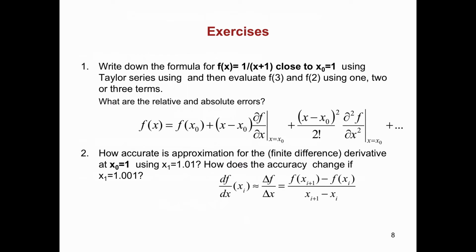And use Taylor approximation to write down the formula for that function. So evaluate it using Taylor series close to x0 equal to 1. So basically, evaluate these terms up to the second one for f of x equal to 1 over x plus 1. And then I want you to use that Taylor series to find what is f of 2 and f of 3.